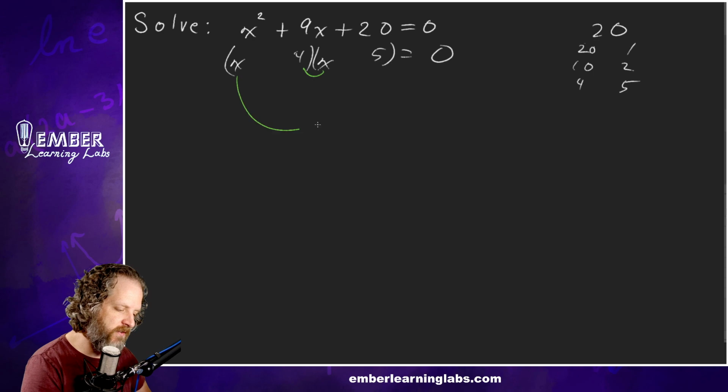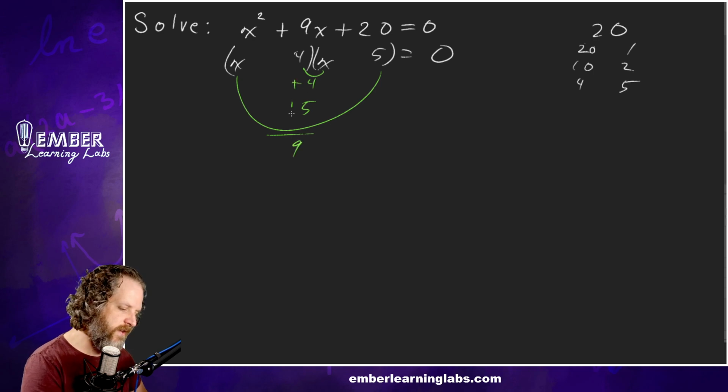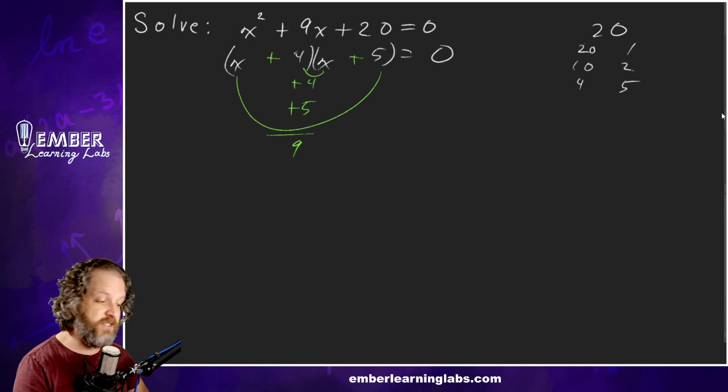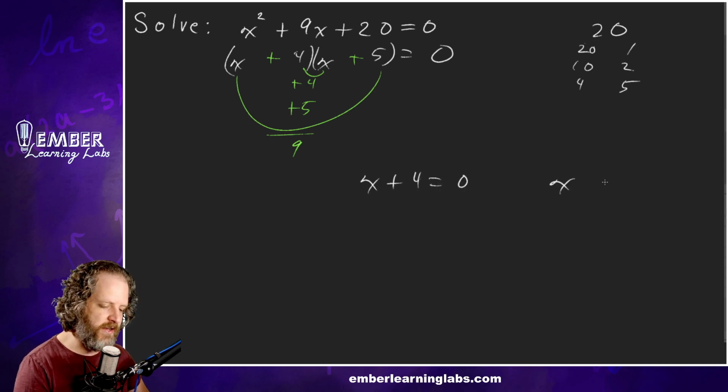So smiley face. 4 times 1 is 4. 1 times 5 is 5. Can we add or subtract those to get 9? Yes, we can. Positive, positive, positive. Follow our nose, follow our mouth, put a plus. Right? Then we're going to split it into 2. So x plus 4 equals 0, and x plus 5 equals 0.